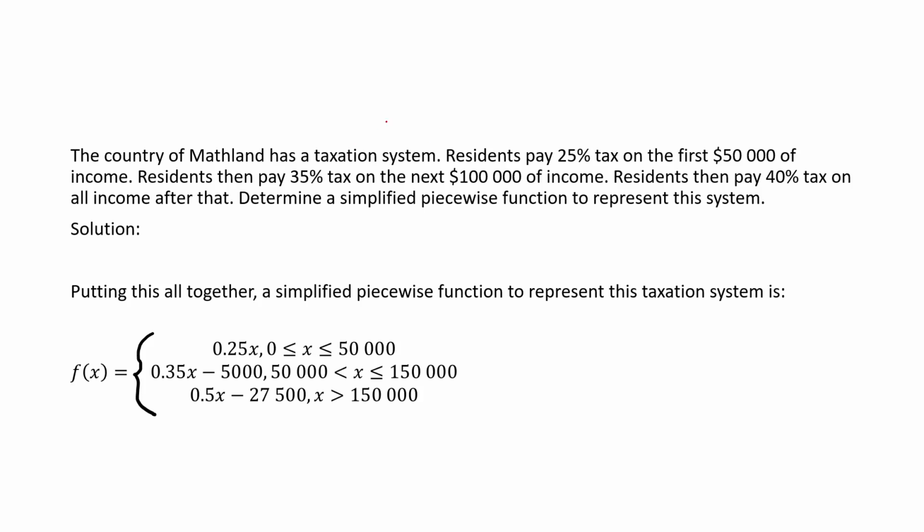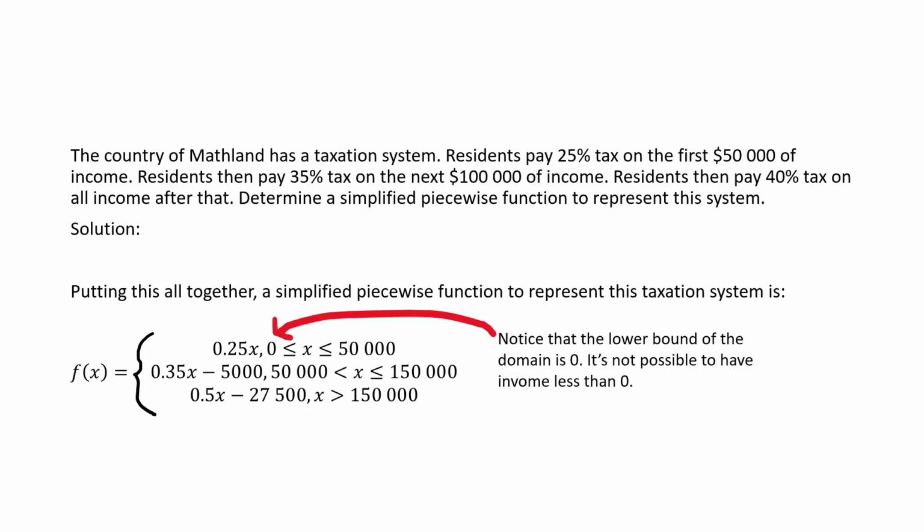So we've got three different rules for three different levels of income. For people between 0 and 50,000, we say the tax will be 0.25x. For people between 50,000 and 150,000, we say the tax will be 0.35x minus 5,000. And for people whose income is greater than 150,000, we say their tax will be 0.5x minus 27,500.